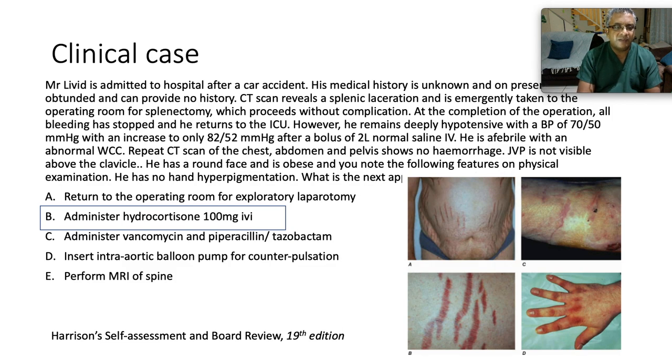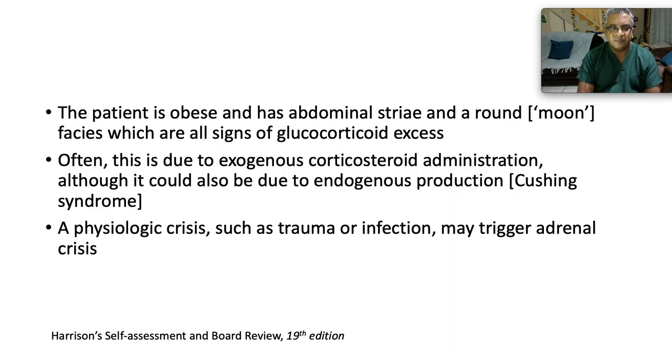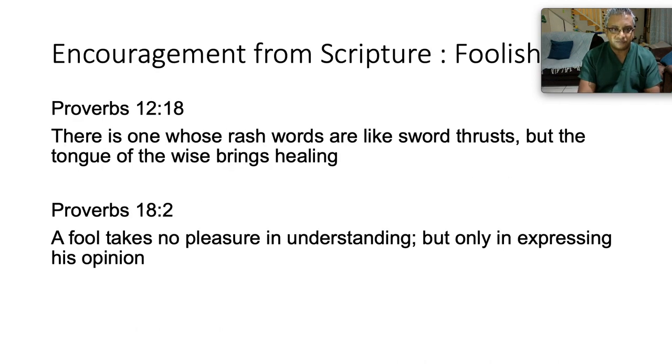You want to give him hydrocortisone 100 milligrams IV. This patient is obese and has abdominal stria and the moon face, all suggestive of glucocorticoid excess. Often this is due to exogenous corticosteroid administration, although it may well be due to endogenous production as well, which implies that he may have Cushing syndrome. Now, any physiological stress such as trauma and infection, and he just had major surgery and he had an accident, will trigger an adrenal crisis, so he needs hydrocortisone, and that's going to sort him out.